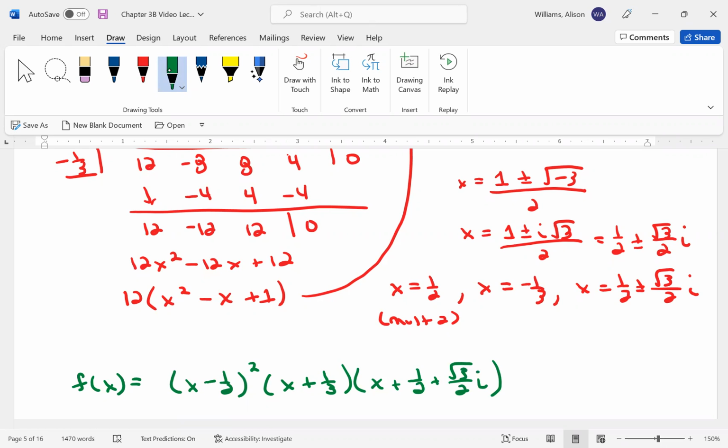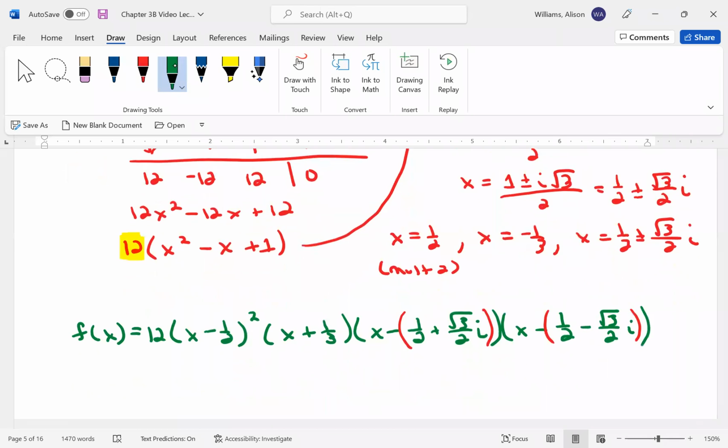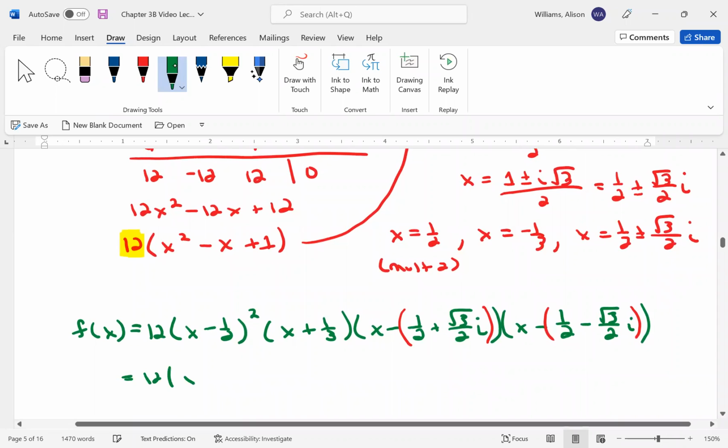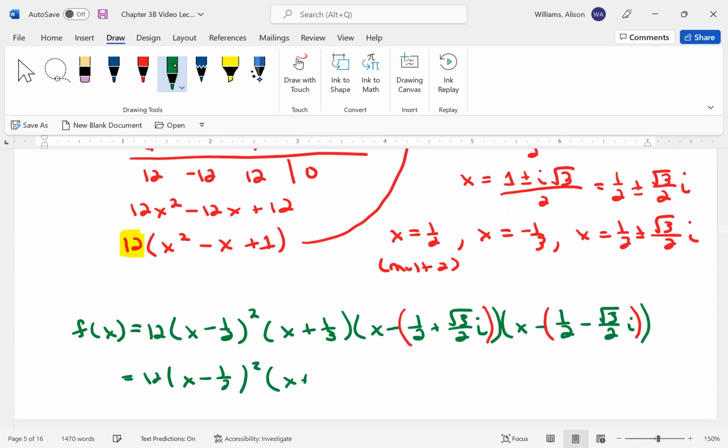And then, oh wait, I just realized it actually should be a minus. Sorry. Because we're subtracting this whole thing. So we're actually going to have to distribute that negative on there. And then the other one is going to be x minus 1/2. I'm going to write it, and then I'll put the parenthesis around it in red, just like I did a second ago. Okay. And then technically also, I don't want to forget that we factored out a 12. So that's going to go in the very front. Okay. So really the final answer is 12 times x minus 1/2 squared times x plus 1/3.